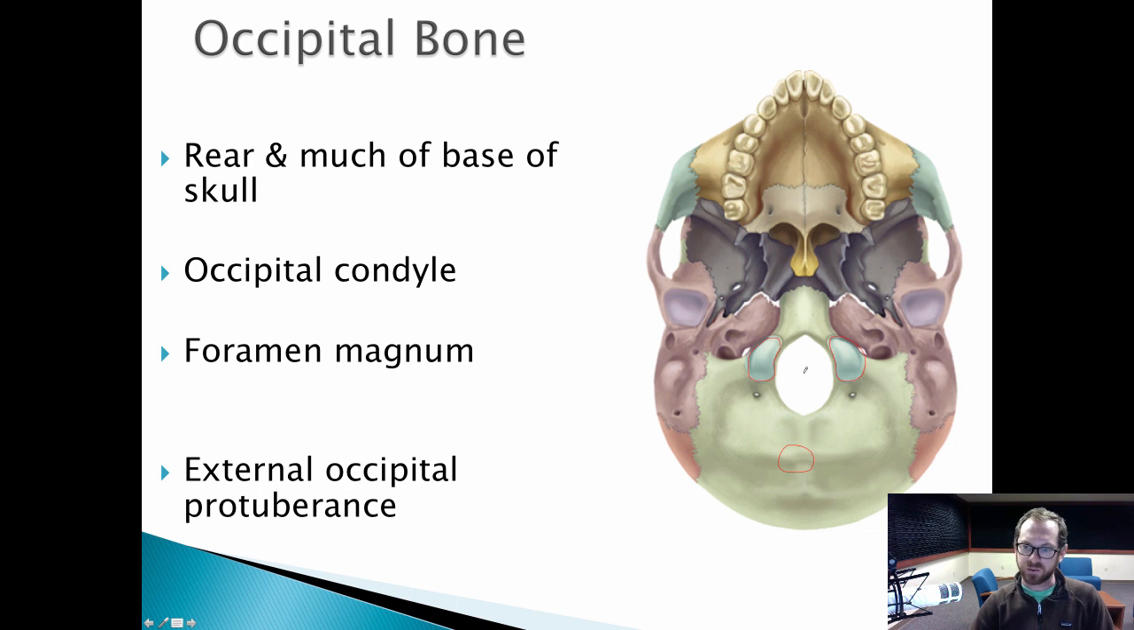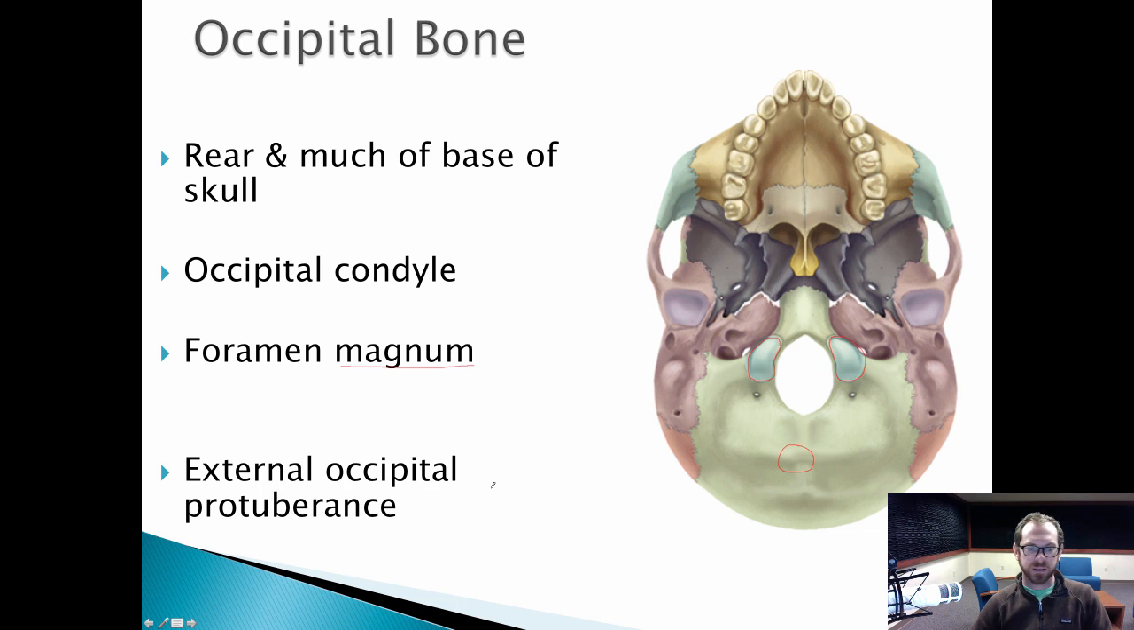We also have this very large foramen here, and we call that the foramen magnum. Anytime you see magnum, that means big. And so what do you think is going to pass through here? Well, if we know that the atlas is going to connect to the vertebrae, this is where the brain stem is going to extend inferiorly from the brain. And we have the spinal column running down the vertebrae.